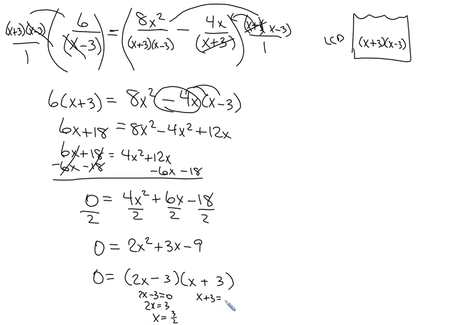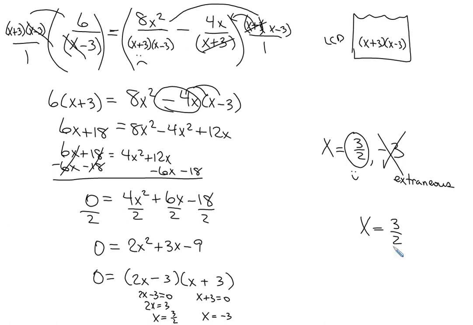And x plus 3 equals 0 gives us what? So we have x equals 3 over 2 and negative 3, and we're done, right? No, what do we have to do? Check it. Plug it back into the original. Does 3 over 2 make this denominator 0? How about this one? How about this one? How about this one? No. So this one's good. Does negative 3 make this denominator 0? How about this one? As soon as it makes the denominator 0, you've got to toss it out. It's extraneous. Which means our only answer is 3 over 2.